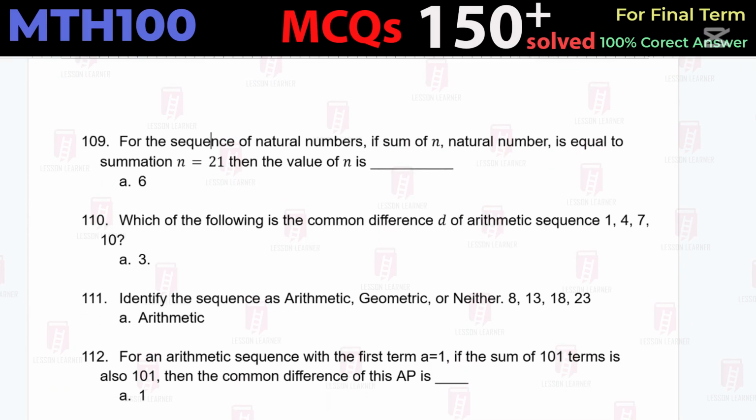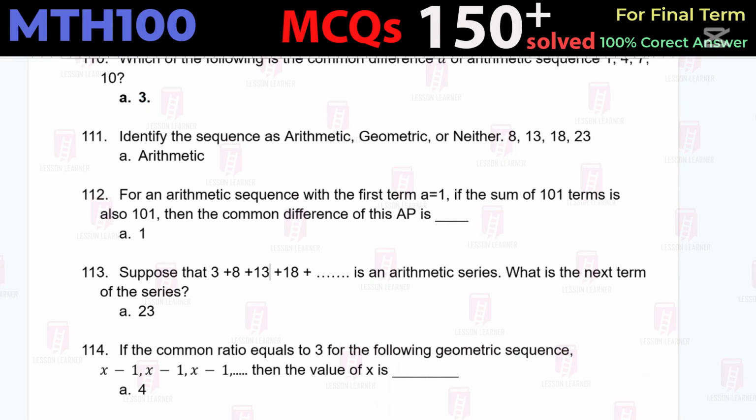For the sequence of natural numbers, if the sum of n natural numbers, summation n equals 21, then the value of n is 6. Which of the following is the common difference d of the arithmetic sequence 1, 4, 7 and 10? It's 3.